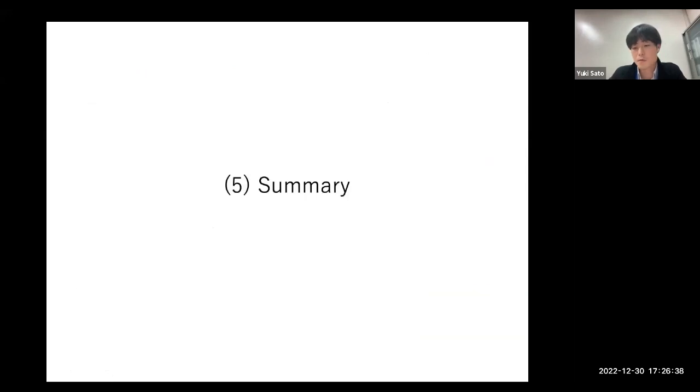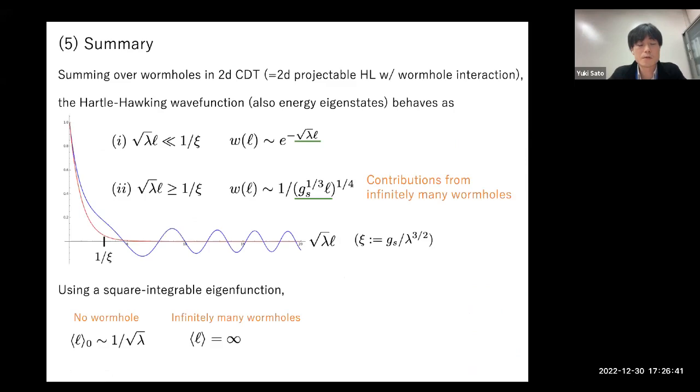Okay, so let me summarize my talk. So in the first part, I have explained the relation between the lattice model, CDT, and the continuum theory, the projectable Horava-Lifshitz gravity in two space-time dimensions. And then I have shown that the system can be expressed by the quantum mechanics of the one-dimensional universe. And in the next part, I have explained how to include wormholes and baby universes. And in this setup, we can compute the Hartle-Hawking wave function.